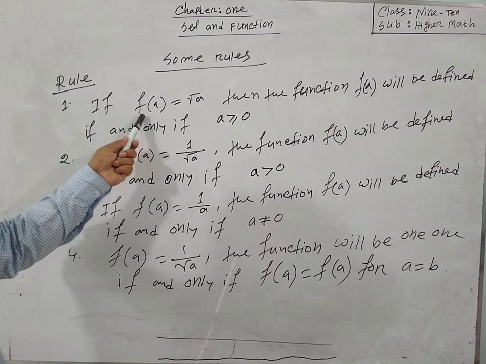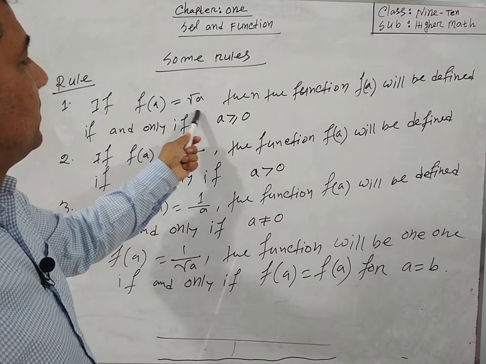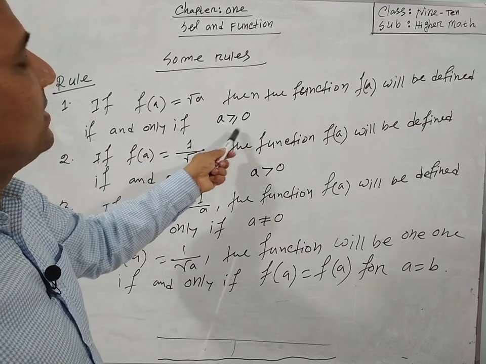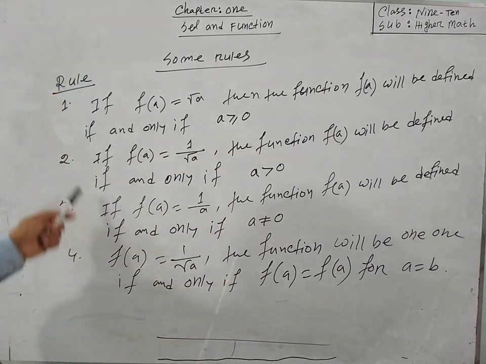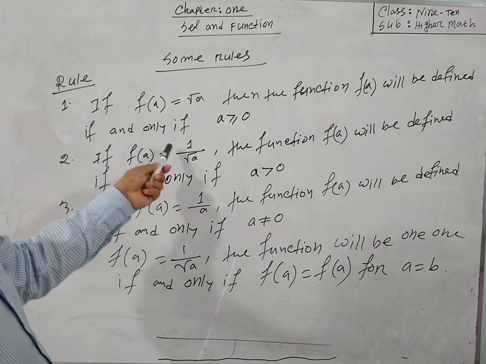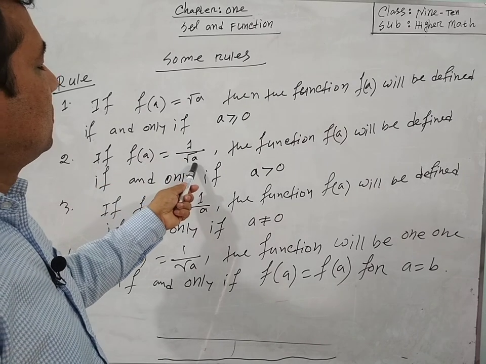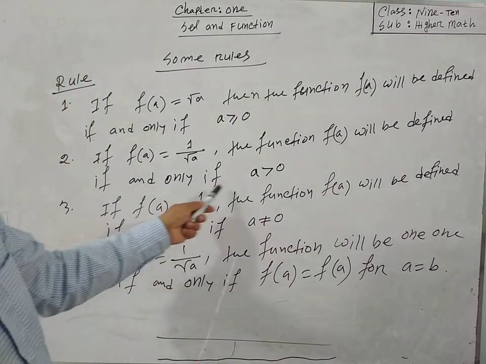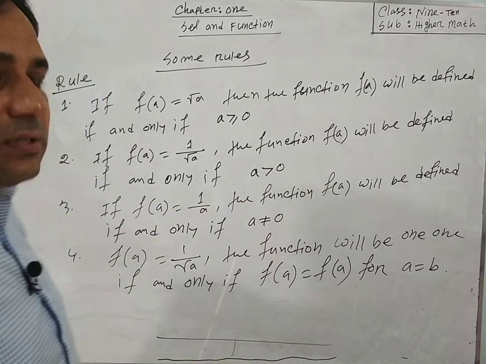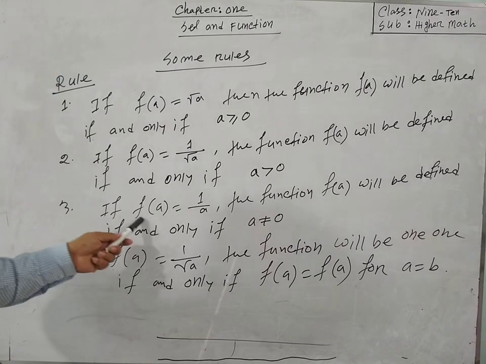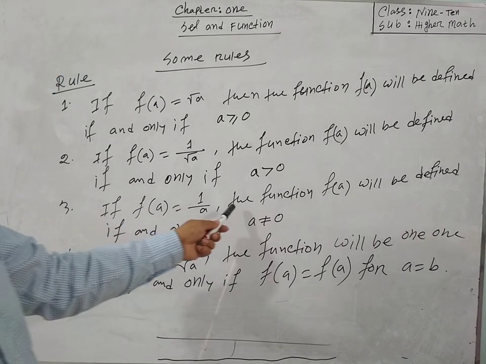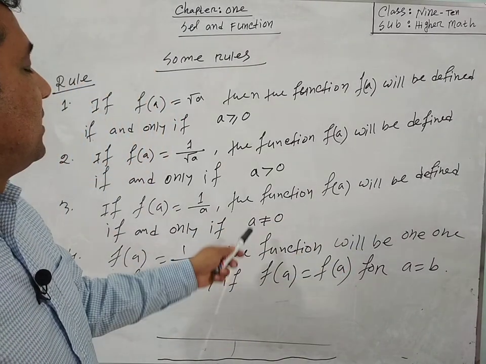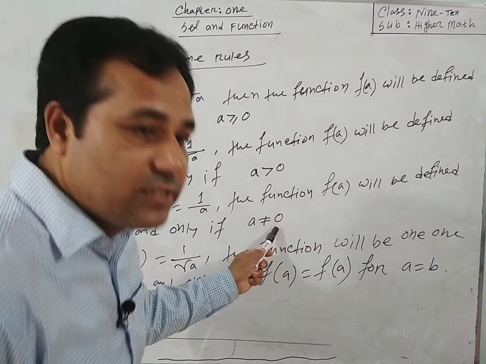Rule 1: if f of a is root a, then the function f of a will be defined if and only if a is greater than or equal to 0. Rule 2: if f of a is 1 divided by root a, then the function f of a will be defined if and only if a is greater than or equal to 0. Rule 3: if f of a is 1 divided by a, the function f of a will be defined if and only if the denominator a is not equal to 0.